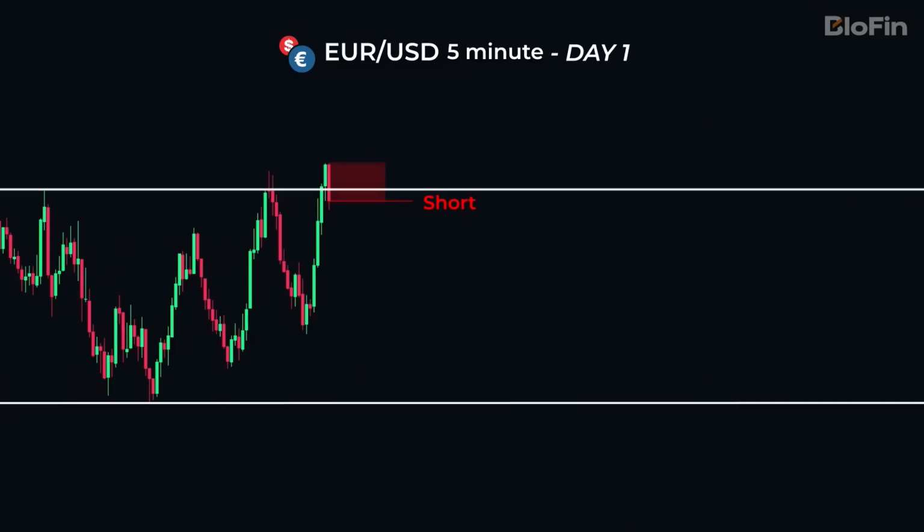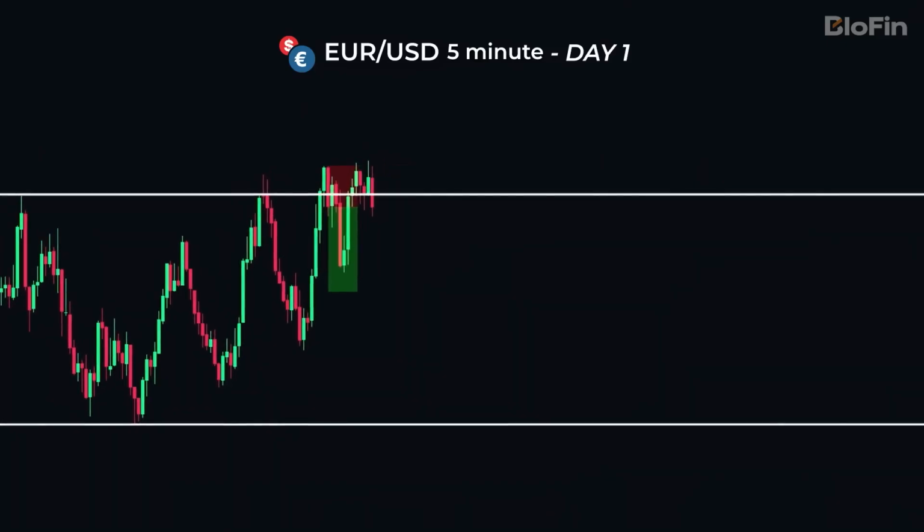Stop loss placed at the highs, take profit at 2 times risk. This trade hits the stop loss, so that's a 1R loss. Shortly after, price re-entered again, giving another short setup. Stop loss at the highs, take profit at 2 times risk. This time, price hit the take profit target for a 2R gain.